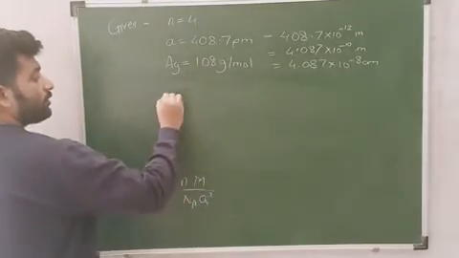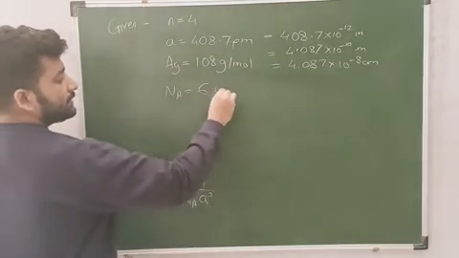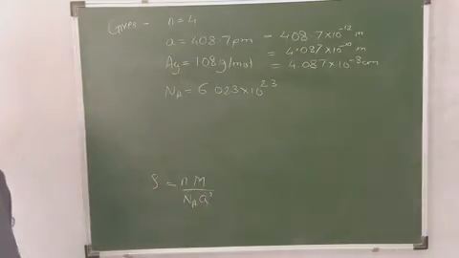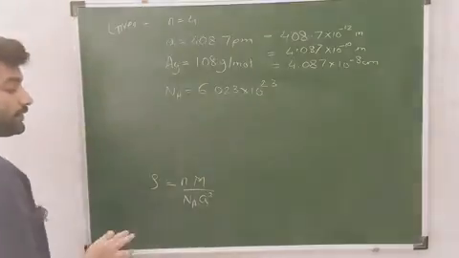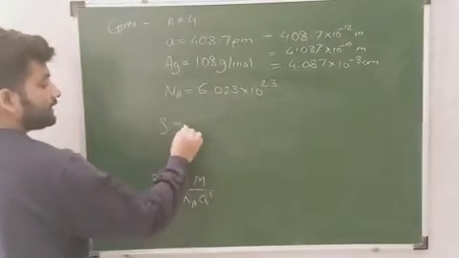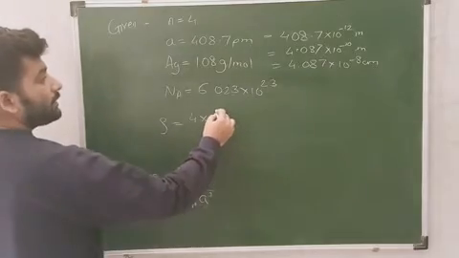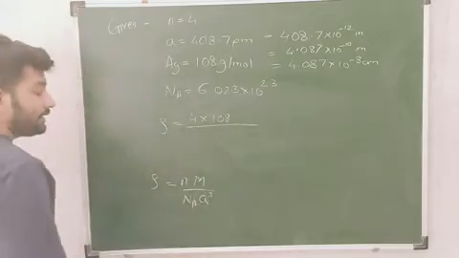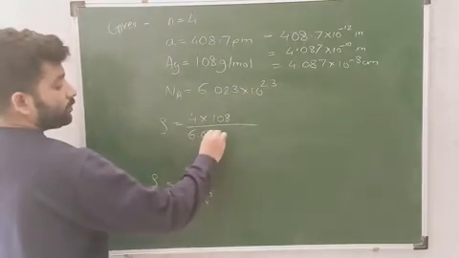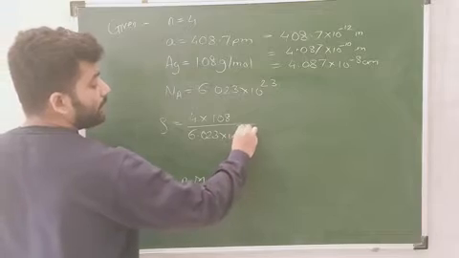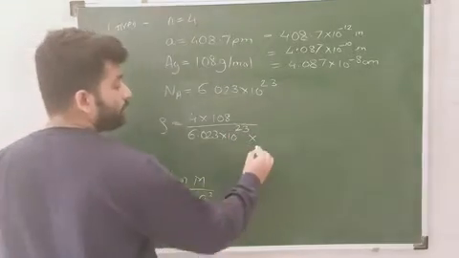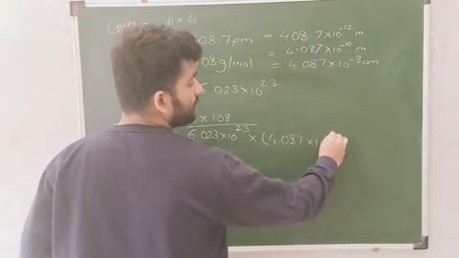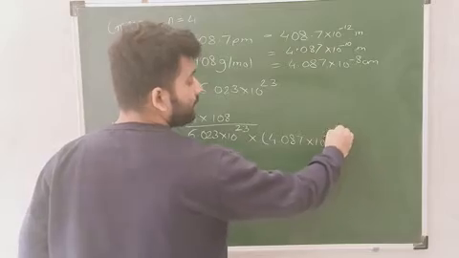Na is what? Avogadro's number. Generally we know that it is 6.023 into 10 raised to 23. A is what? Edge length, which we have written over here. Now we are knowing all the terms, we will just do the substitution. Density: N is what? 4 into M is what written over here? 108 gram per mole. Then Na is 6.023 into 10 raised to 23 into A is what? 4.087 into 10 raised to minus 8 bracket cube.